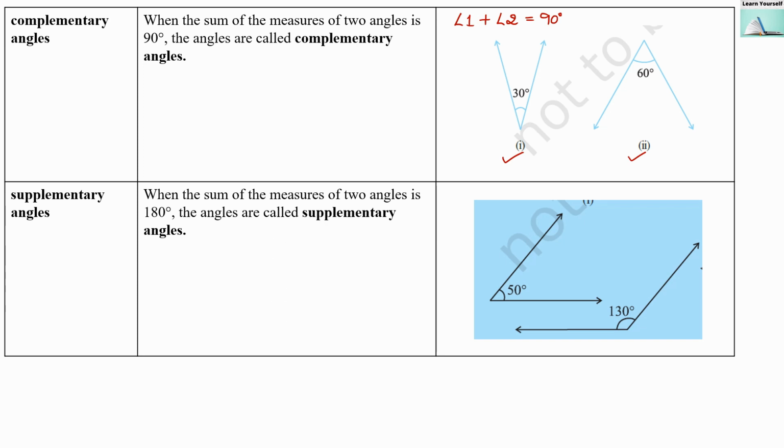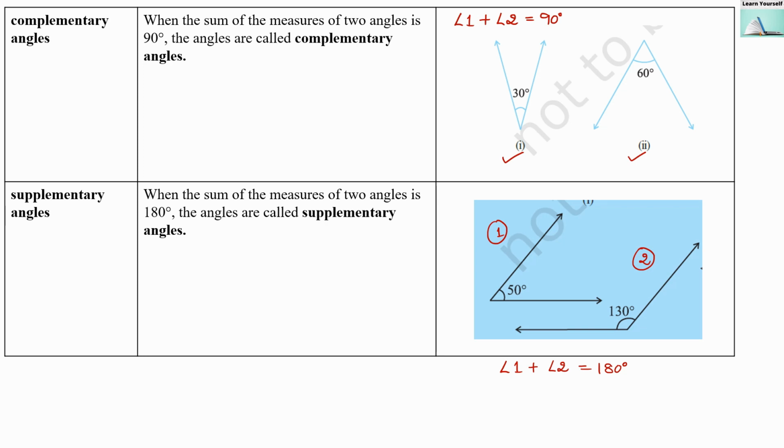Second is supplementary angles. Here there are two angles, angle 1 and angle 2. Angle 1 has a measure 50 degree and angle 2 has a measure 130 degree. So here angle 1 plus angle 2, the addition of these two angles will give us a measure of 180 degree. Then they are said to be supplementary angles. So when the sum of measures of two angles is 180 degree, the angles are called supplementary angles.